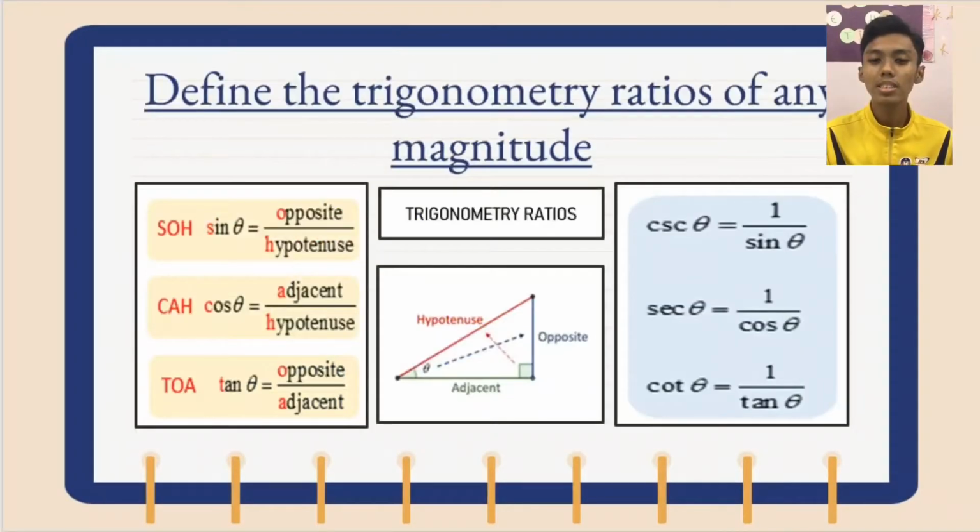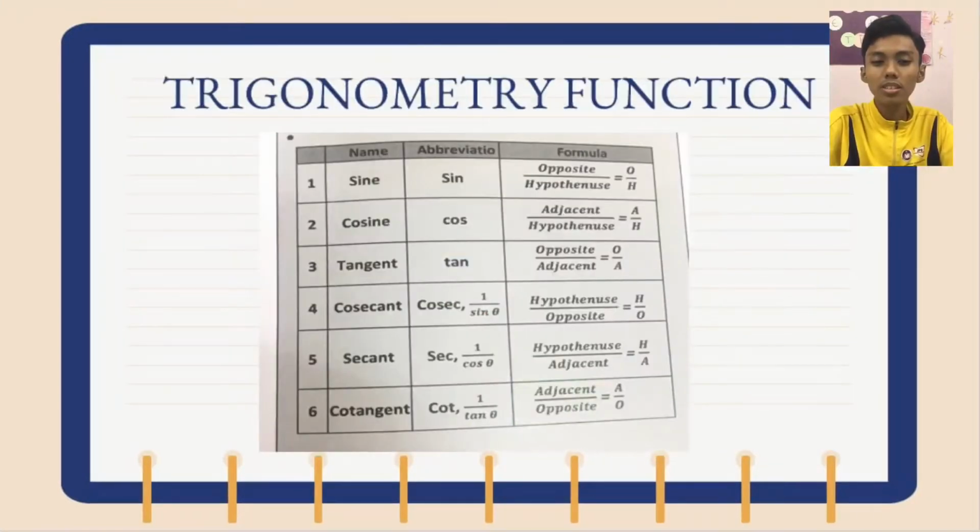Define the trigonometric ratios of any magnitude. So, sin theta is opposite over hypotenuse. Cos theta is adjacent over hypotenuse. Tan theta is opposite over adjacent. And the last one is trigonometric function. And then I would like to give the next point to the next presenter.